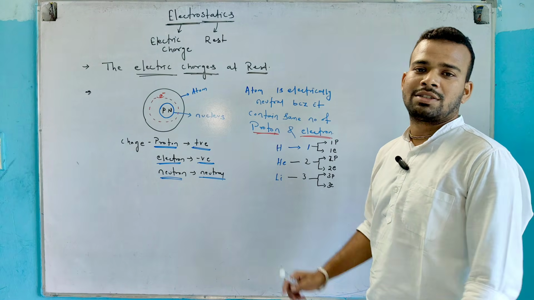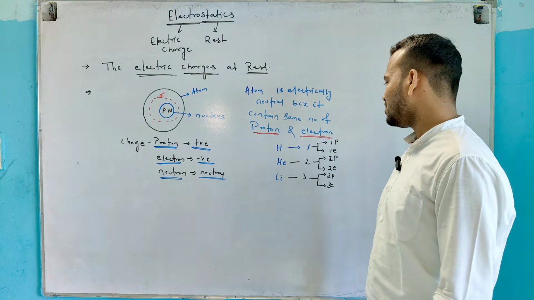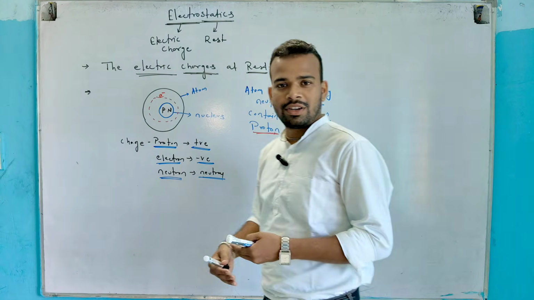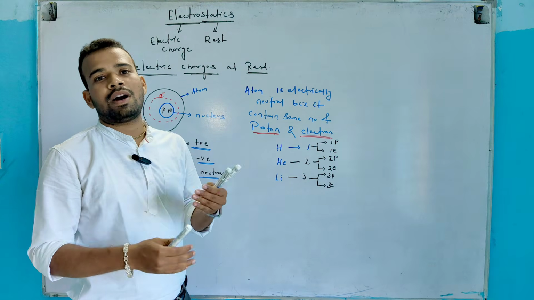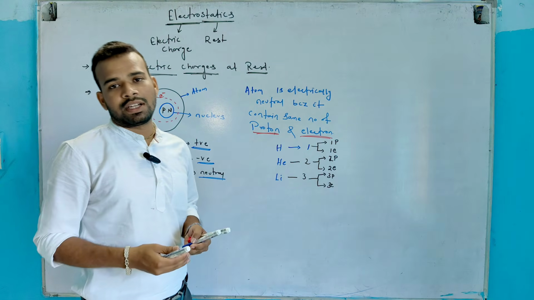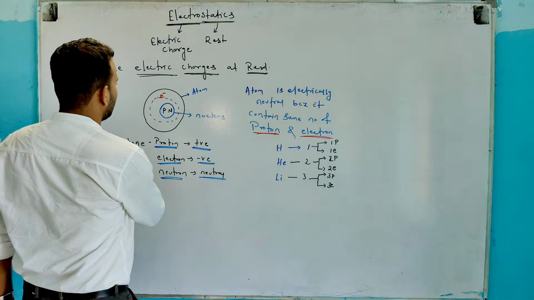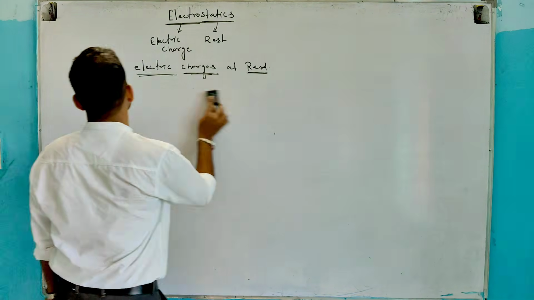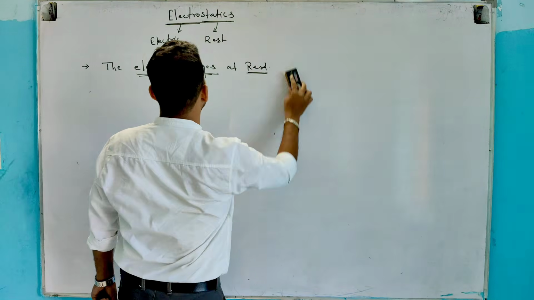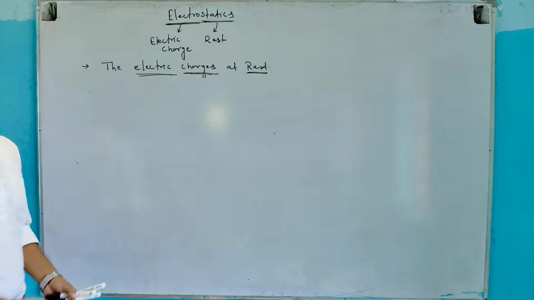It has no charge. So, how does a body become charged? Now we have to discuss how a body becomes charged, what is the process of charging, and what are the properties of electric charge. First thing, in this chapter we have to discuss electric charges at rest.